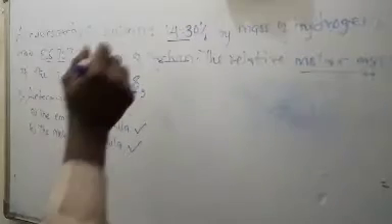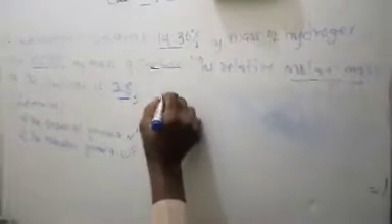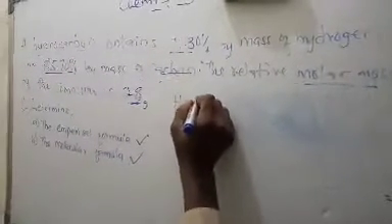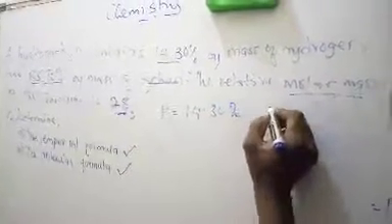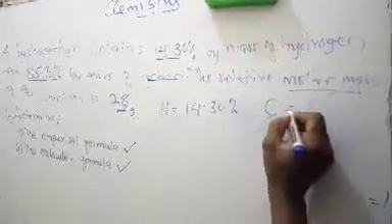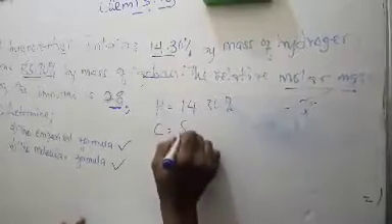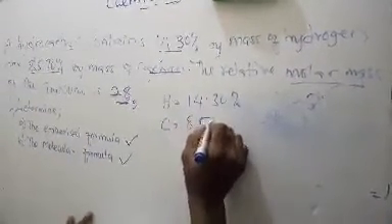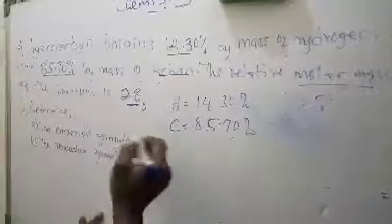Let us just determine the empirical formula first. The percentage composition by mass of hydrogen is 14.30%. That of carbon is 85.70%. So how do we go about determining the empirical formula?